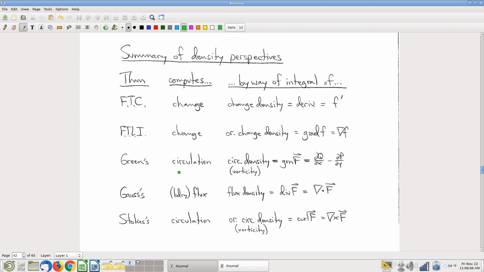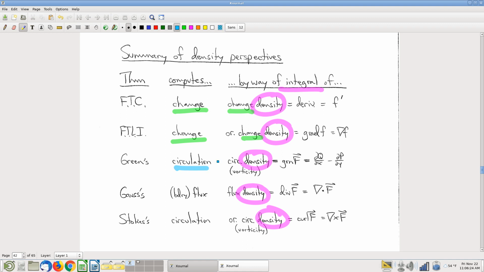Integrals of a corresponding notion of density, right? We talked about all these different notions of densities. No surprise, the theorems where you're computing change, we interpret those as change density. The theorems where you're computing circulation, we interpret it as circulation density. But in all cases, it's a density. In the theorem where we're computing boundary flux, it still makes sense to call it flux density. Very common terminology, very geometrically natural and important.